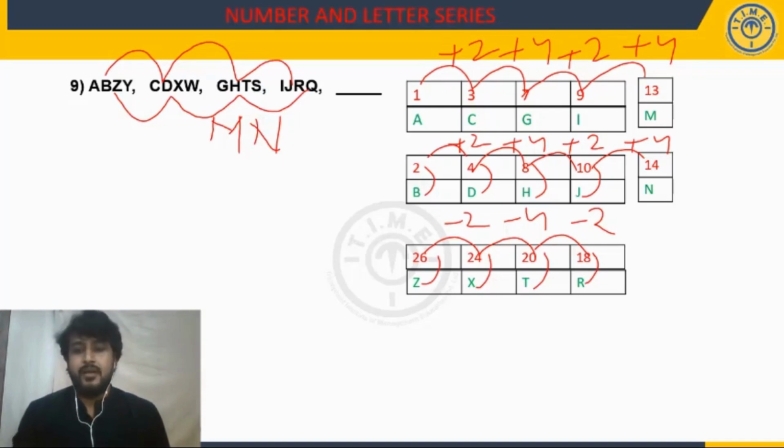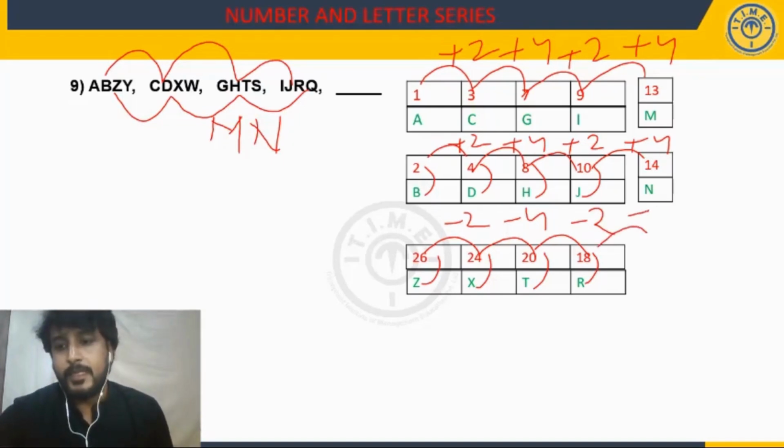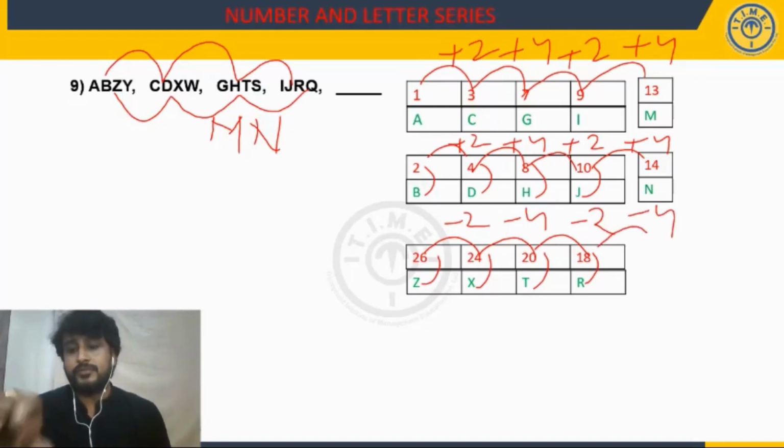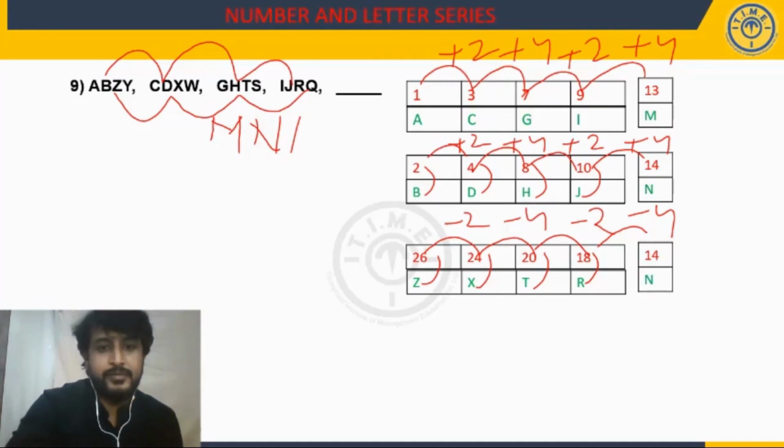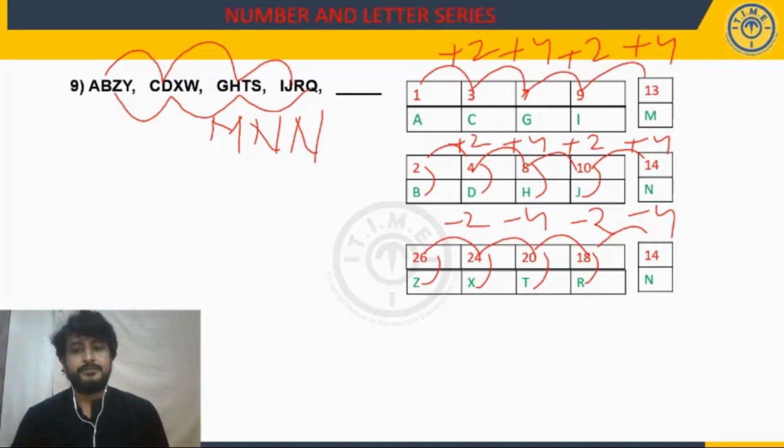So what will be next? Alternately minus 4. Earlier it was plus 2, plus 4, plus 2. Now here it is minus 2, minus 4, minus 2. So minus 2, minus 4, minus 2, minus 4. 18 minus 4 again, 14. Which letter's place value is 14? N. So the third letter in the group is N.